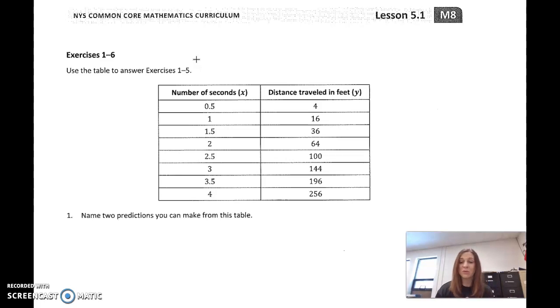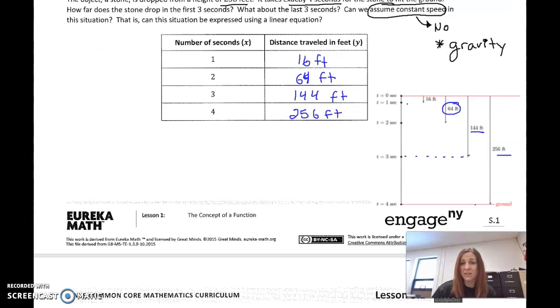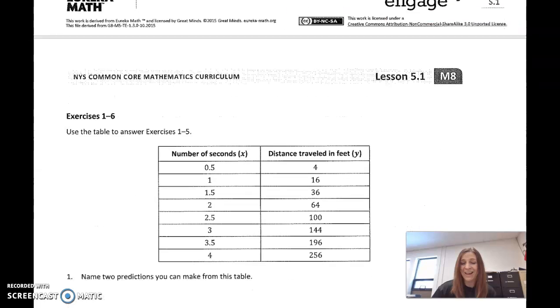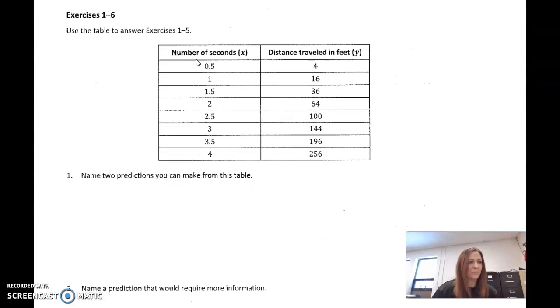We're looking at this idea of a function, the relationship between the number of seconds and the distance traveled in feet. This is really just an extension of this video right here, and we've added some half seconds in. So number 1 says, name 2 predictions you can make from this table. Pay attention to this, there might be something like this in your homework if I remember correctly.